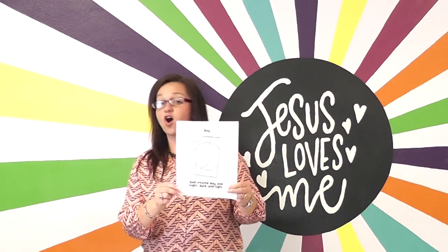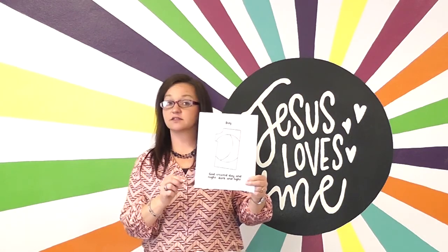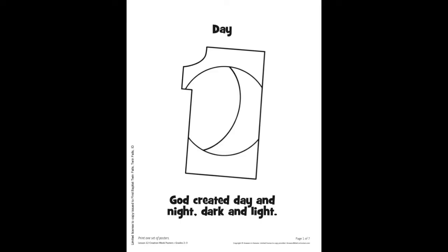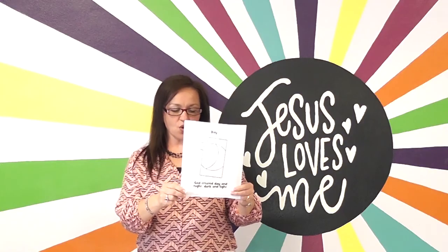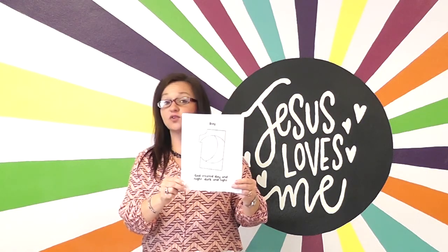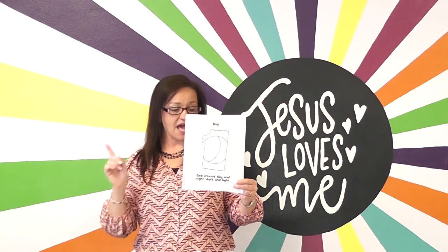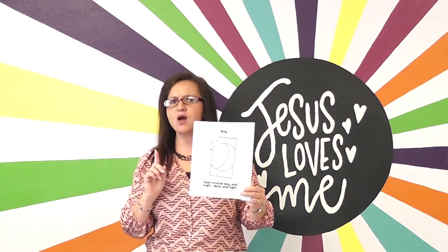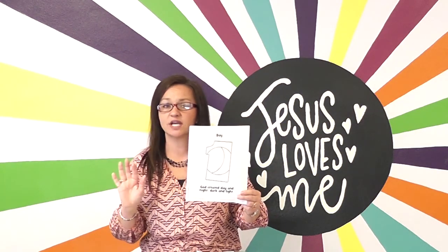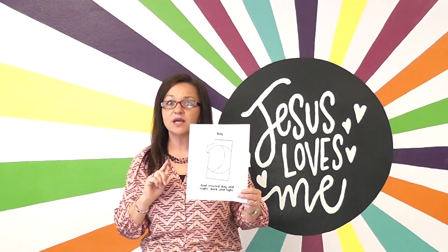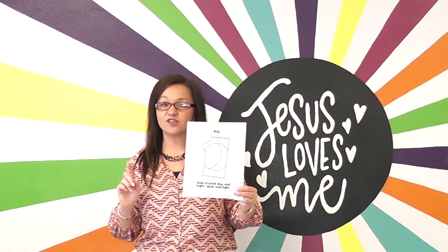What did God call the light and the dark? That's right, he called the light day and the dark night. So on the first day, God created the first daytime and the first nighttime. I want you to notice that he hasn't created the sun yet. Light was actually created before the sun.